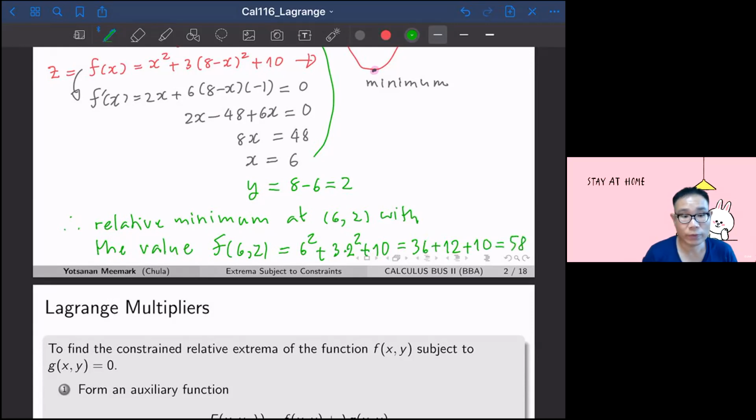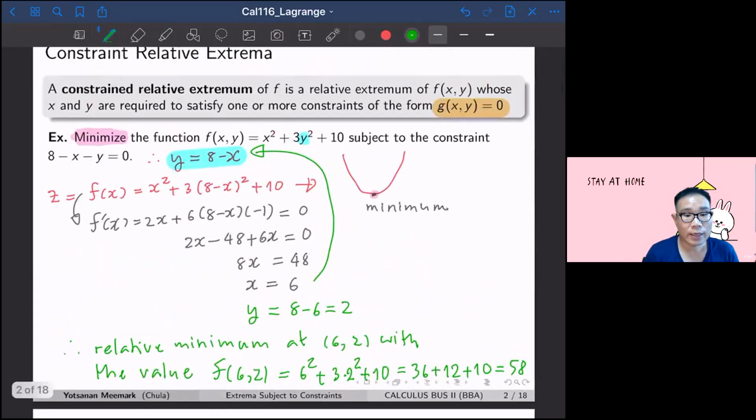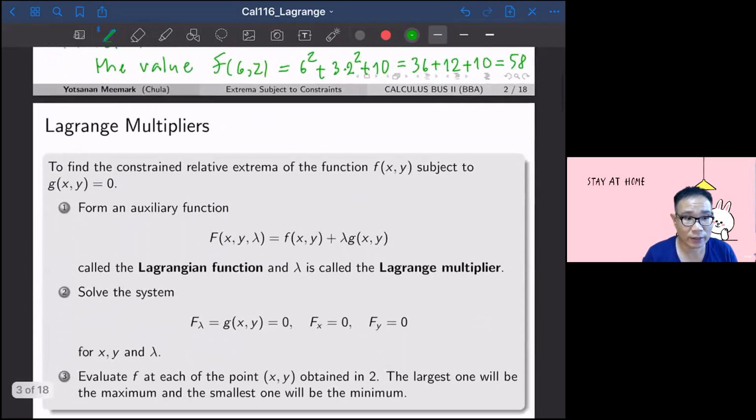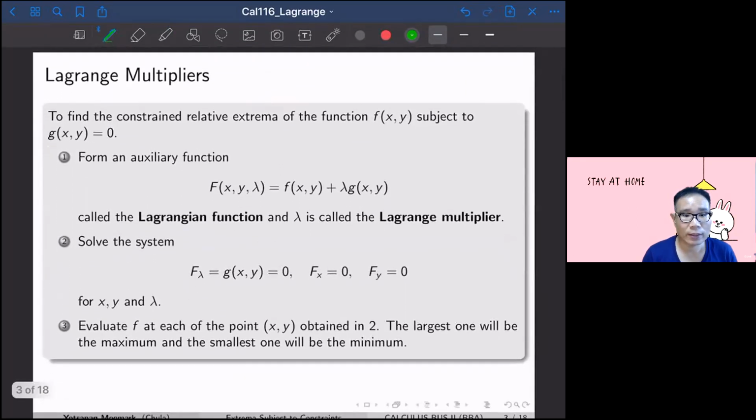So this is the way that you get the relative minimum for this function, relative minimum subject to the constraint 8 minus x minus y. You see that in this situation it turned out to be Calculus 1. However, we're going to use another method, called the Lagrange multiplier. This is the Lagrange multiplier method, used in order to find the relative extrema of the function f(x, y) subject to the constraint g(x, y) equals 0.